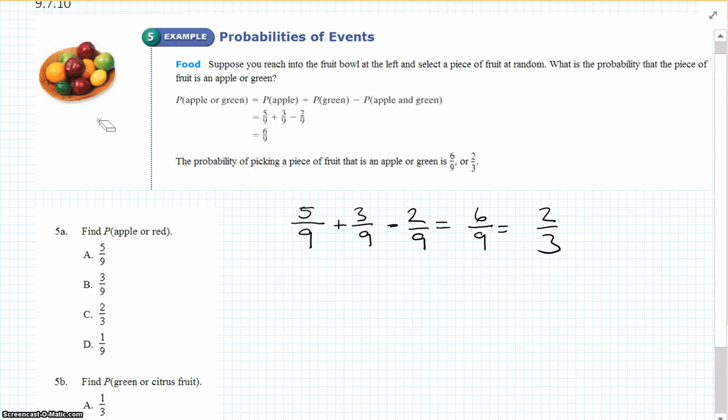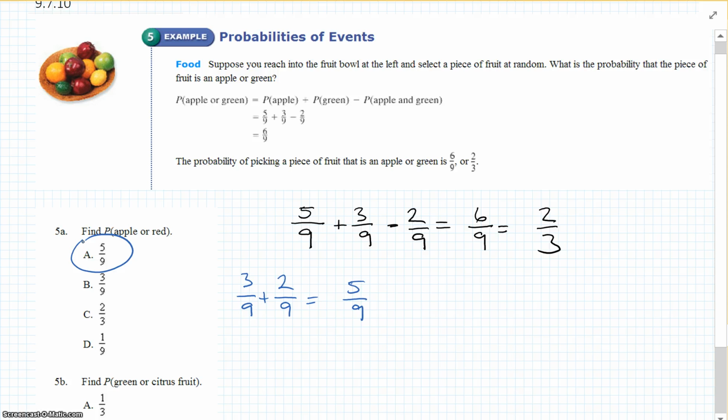Find the probability of an apple or red. Well, everything red in there is an apple. So we're going to write 3 over 9. That's the red stuff. Plus, well, the rest of the apples is 2 over 9. So the probability of being red or an apple is just 5 over 9.